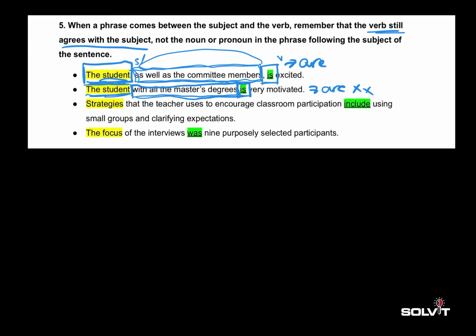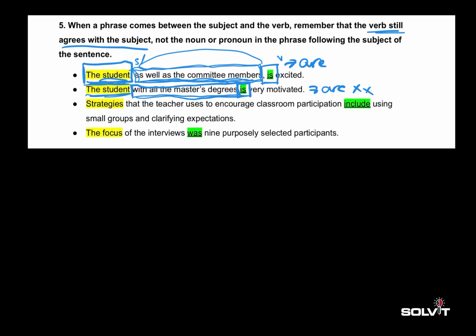Similarly, for the first sentence, if I omit the phrase in the middle, if I ignore it, if I think that it's not there, and if we read the remaining part of the sentence, it's going to read "the student are excited." And that's incorrect because the student is singular and we can't write "are." Okay, so let's move on to the third sentence.